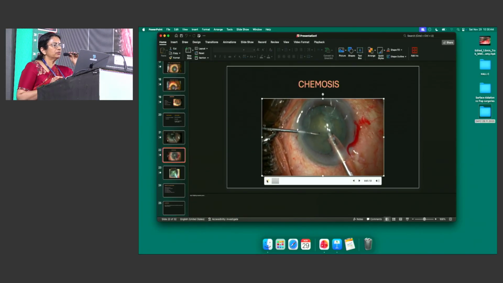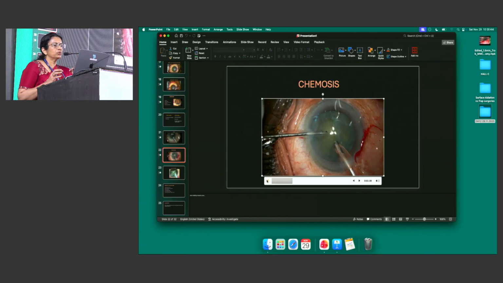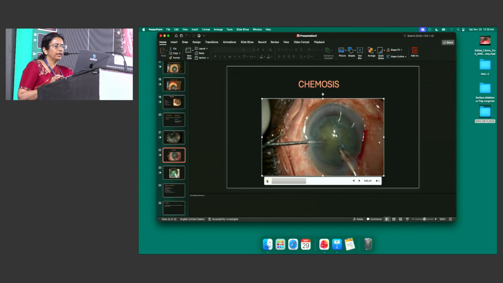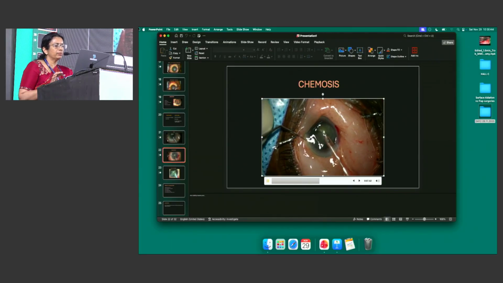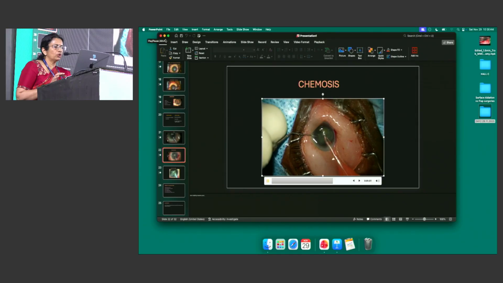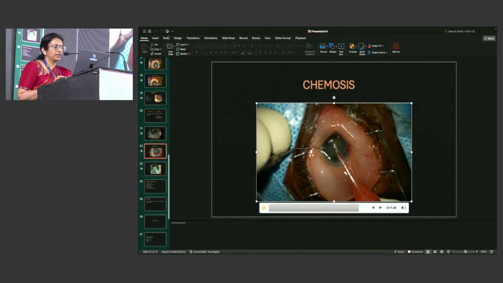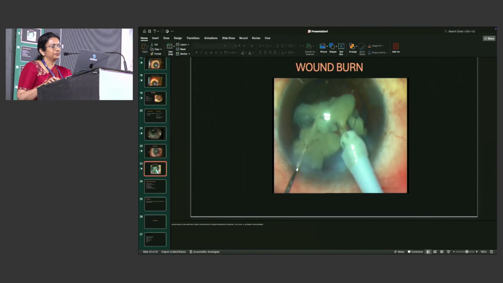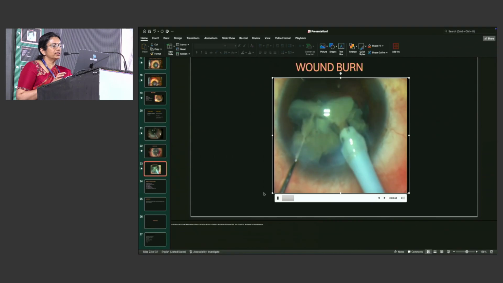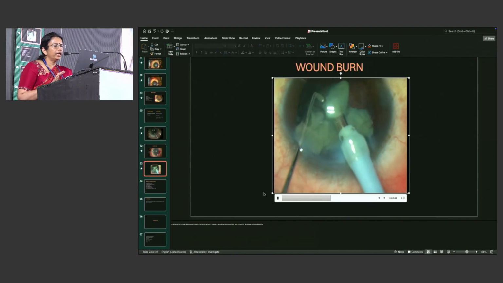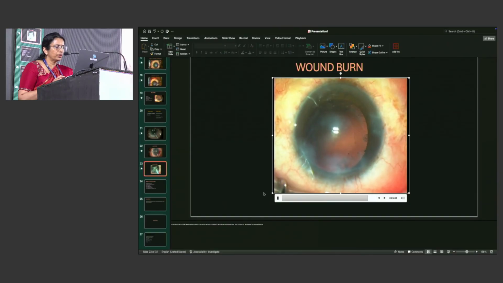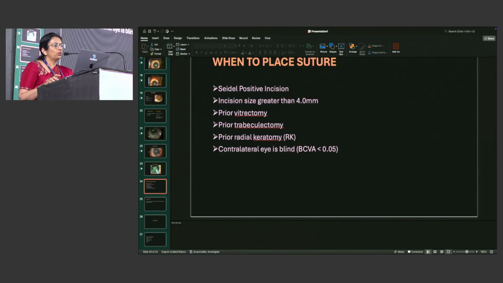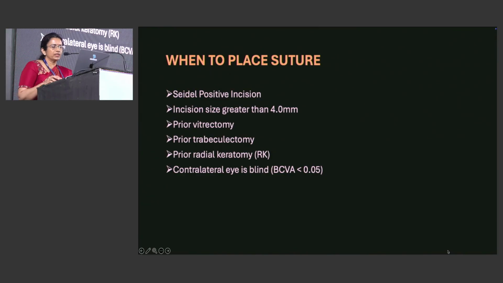So in this patient, when the irrigation was started, there was accumulation of fluid under the conjunctiva, and then there was 360-degree perilimbal chemosis with pooling of fluid on top of the cornea, which was impairing visualization. Here, because of the excessive phaco energy and inadequate irrigation aspiration, there was wound burn. This is evidenced by the whitening of the wound margins. In these conditions, you can place a suture.